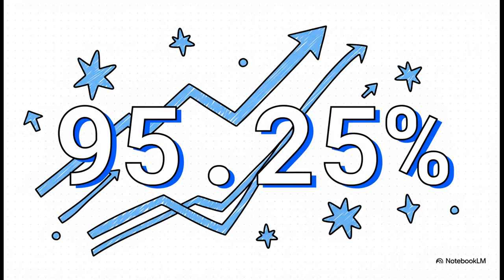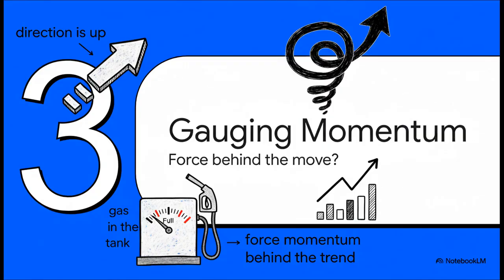And this number right here just hammers the point home. The stock is trading at over 95% of its highest price in the entire last year. This is just confirmation of what those moving averages were screaming at us. The overall trend is powerfully bullish. So, we know the direction is up, way up.